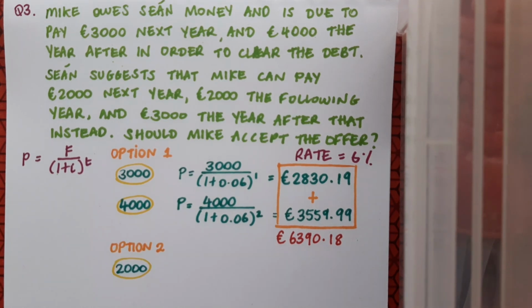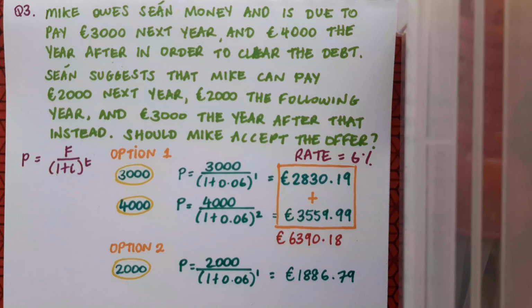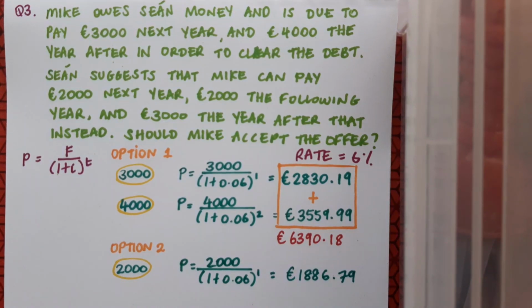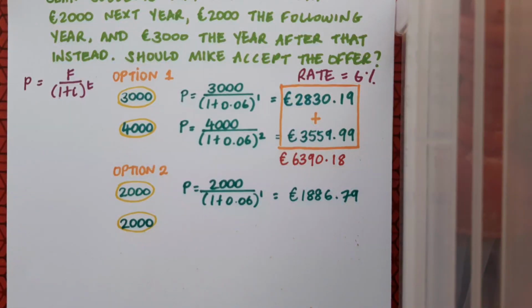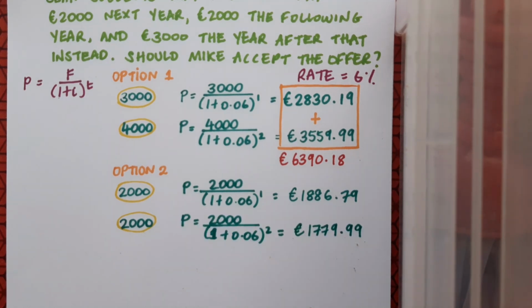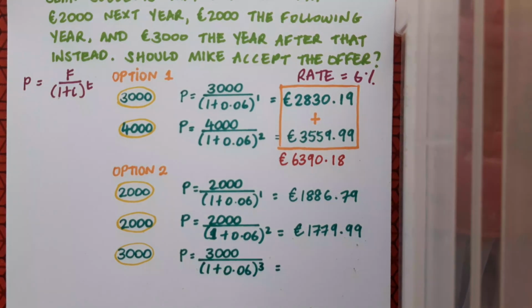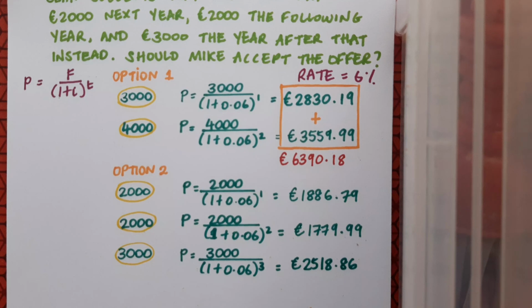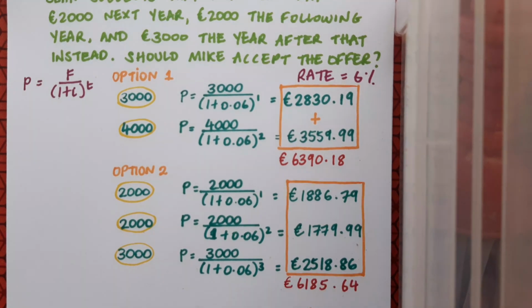So on we go to option 2. Sean's suggestion is that Mike should pay 2,000 next year, so that's this 2,000 here. Filling that into the formula, we get a present value of 1,886.79. In option 2, 2,000 is also due the following year, which is a present value of 1,779.99. And the following year requires a repayment of 3,000. And this final one has a present value of €2,518.86.